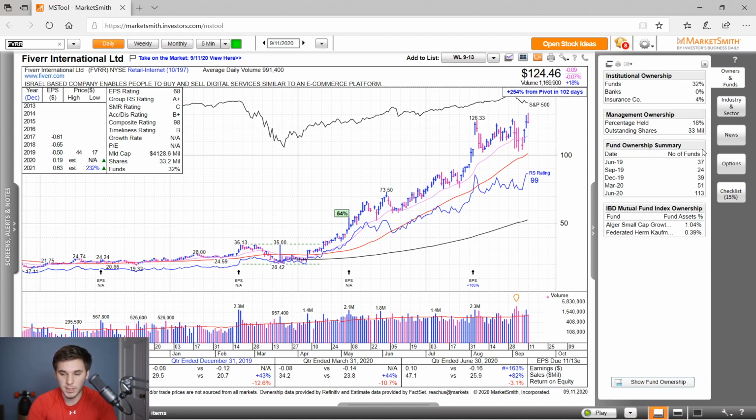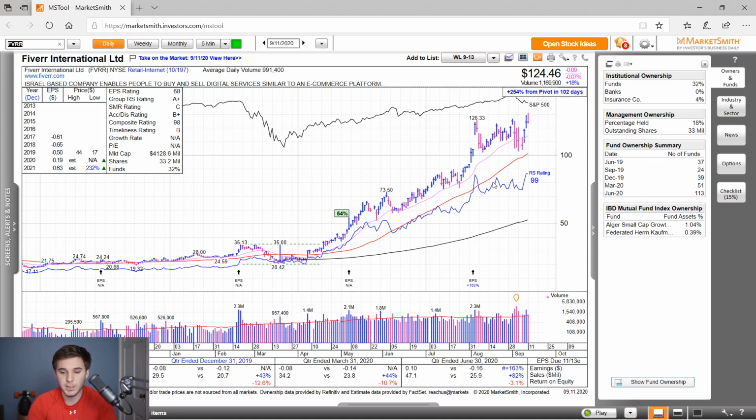And looking at the fund ownership, you can see a nice increasing trend with a big jump this past quarter, and you do have 2 high-quality funds investing into Fiverr as well. And looking at the chart, you can see it is a potential high tight flag with a standard pivot of 126.33, which it's very close to at this moment. And you can see that it is actually almost trying to break out during this correction. And that's really telling for me. That's showing that this stock has something special going on, and it's showing really strong relative strength.